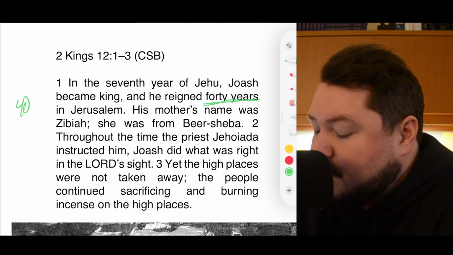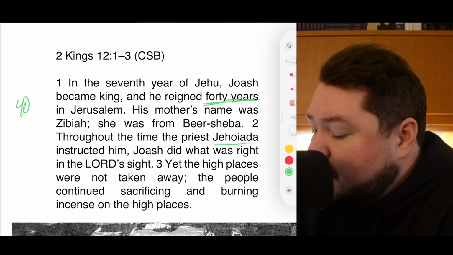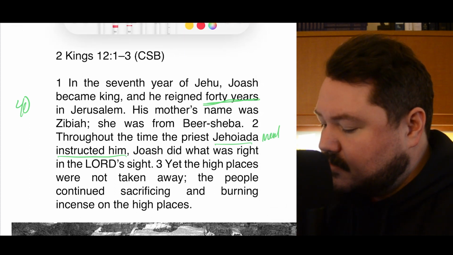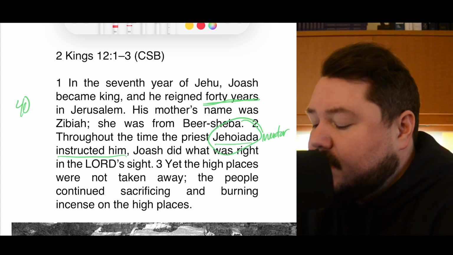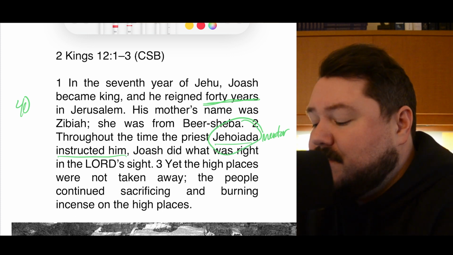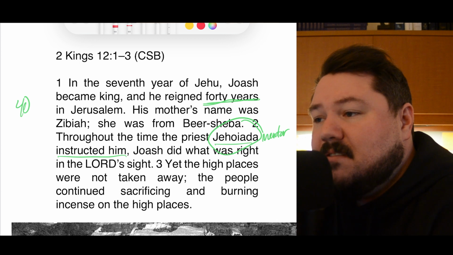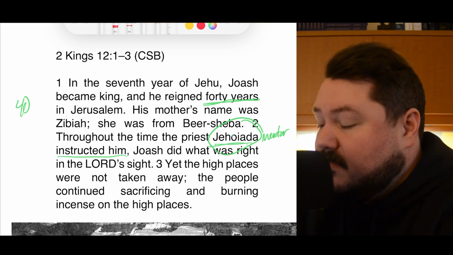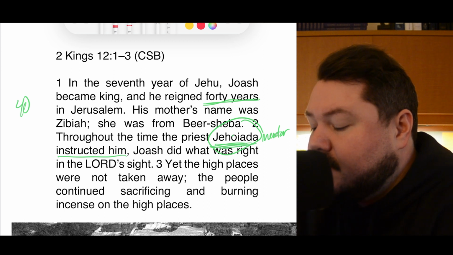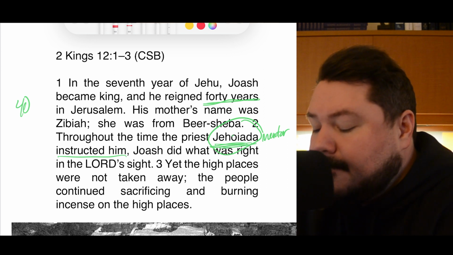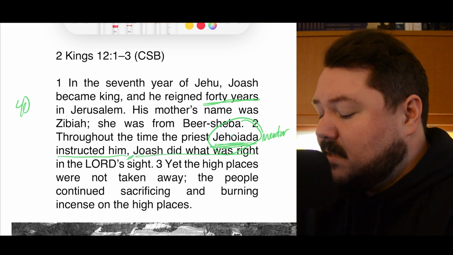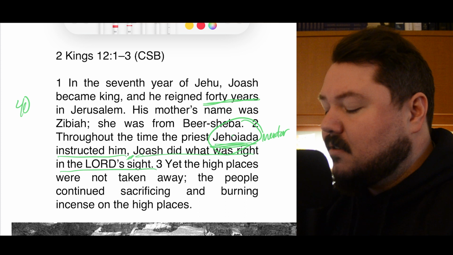She was from Beersheba. Throughout the time, the priest Jehoiada instructed him. So Jehoiada was kind of a mentor to Joash. But Jehoiada plays a really key part. I mean, Joash really didn't do anything. He was still like 7 years old, wasn't taking much initiative. A lot of the initiative, if not all of it, came from this guy, Jehoiada. So he keeps mentoring and instructing and teaching Joash. And this seems to be good because Joash did what was right in the Lord's sight.